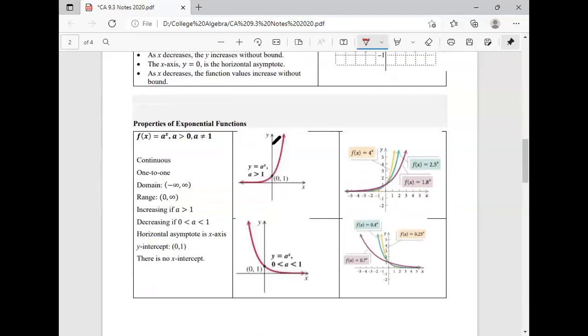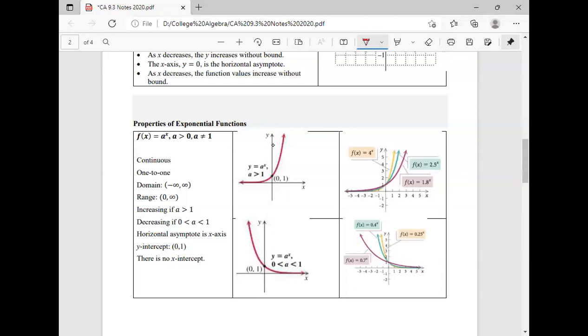So here are some examples of properties of exponential functions. If a is greater than 1, you're going to have exponential growth. Here's a whole bunch of examples of that. So 4 would be greater than 1. That's our base. 2.5, 1.8. Those are all greater than 1.